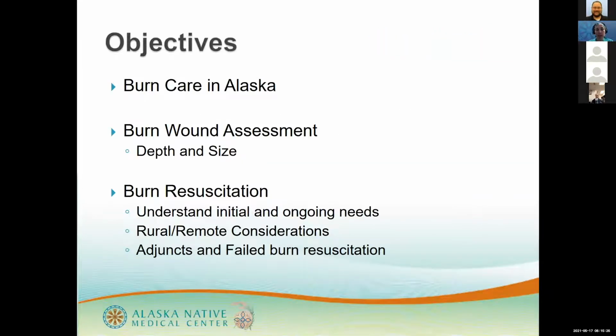So in this talk, I'm going to talk about burn care in Alaska. And then in order to talk about burn resuscitation, burn wound assessment has to be determined. So I'll briefly go over how to determine burn depth and size. And then we'll really focus this talk on burn resuscitation, going through initial and ongoing needs for fluids, rural and remote considerations for resuscitation in Alaska, and then any adjuncts and how to identify a failed burn resuscitation.